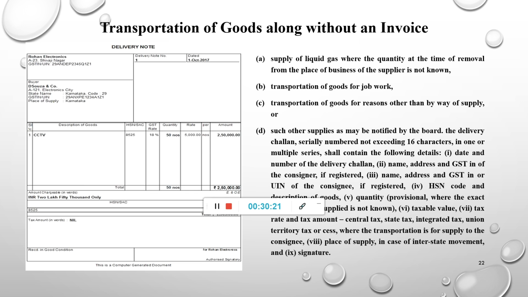So it should have the date and number of the delivery challan, the name, address and GSTIN of the consignor, and the name, address and GSTIN or UIN of the consignee. HSN code and description should be mentioned along with quantity. Taxable value and tax rate should be there, and place of supply should be mentioned along with signature.